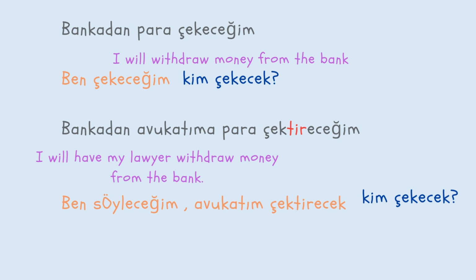Ben söyleyeceğim, avukatım çektirecek. In this case, I have to say ben avukatıma, the person who's going to do the action, followed by the action itself. Çektireceğim.